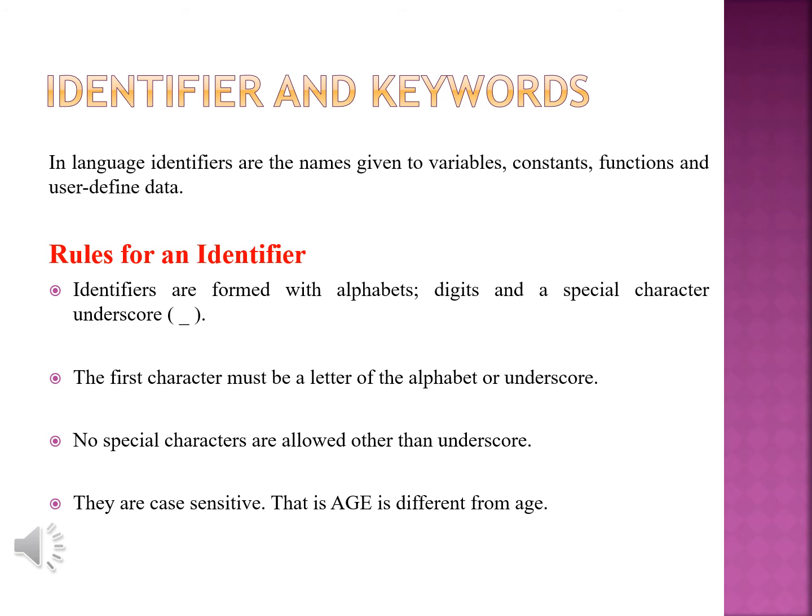Identifier and keywords. In C language, identifiers are the names given to variables, constants, functions and user-defined data. Rules for an identifier. Identifiers are formed with alphabets, digits and a special character underscore. The first character must be a letter of the alphabet or underscore. No special characters are allowed other than underscore. They are case sensitive.